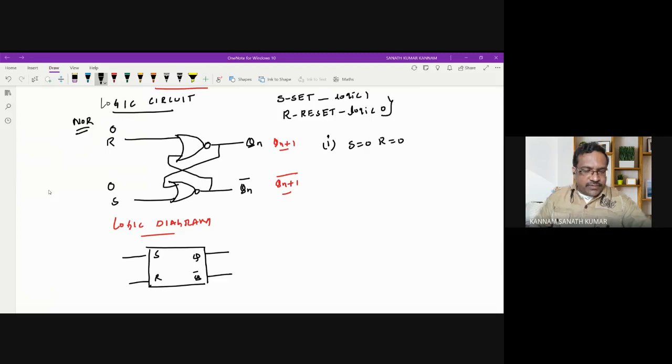So what is Qn plus 1? First of all, we'll see Qn plus 1 bar. This is equal to, the input is given from this side, so you start from here: 0 plus Qn bar, whole bar. That means you are getting 0 plus Qn.